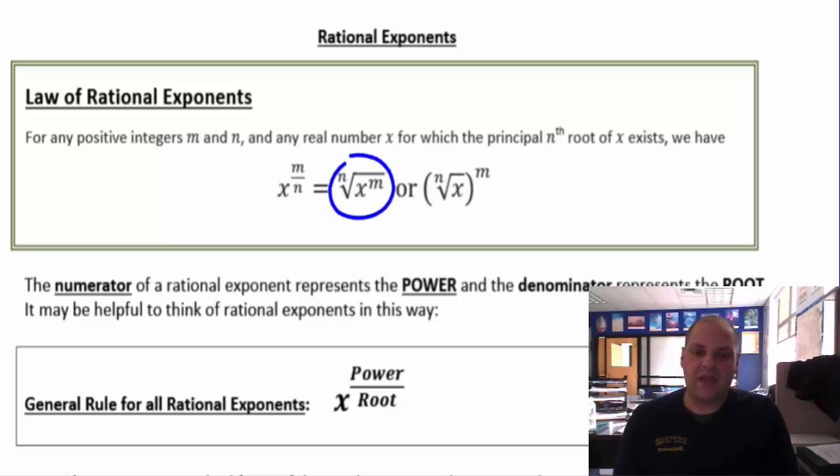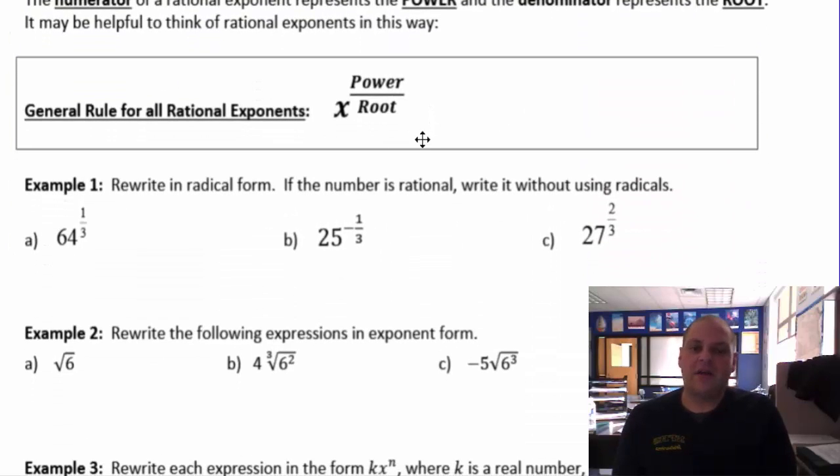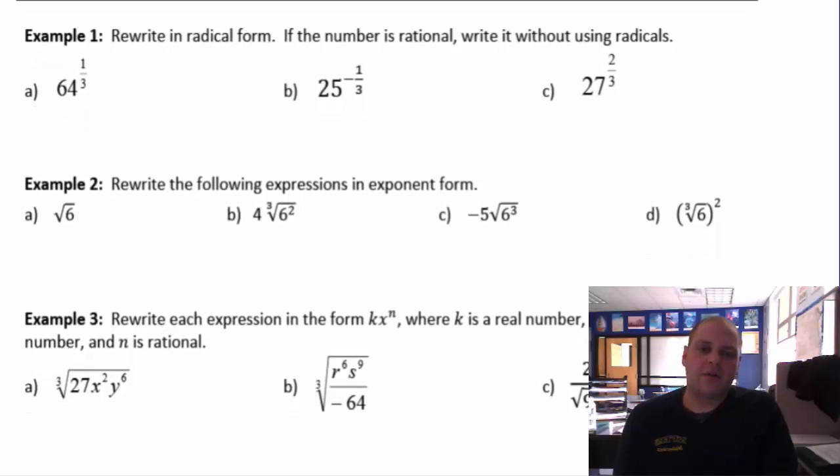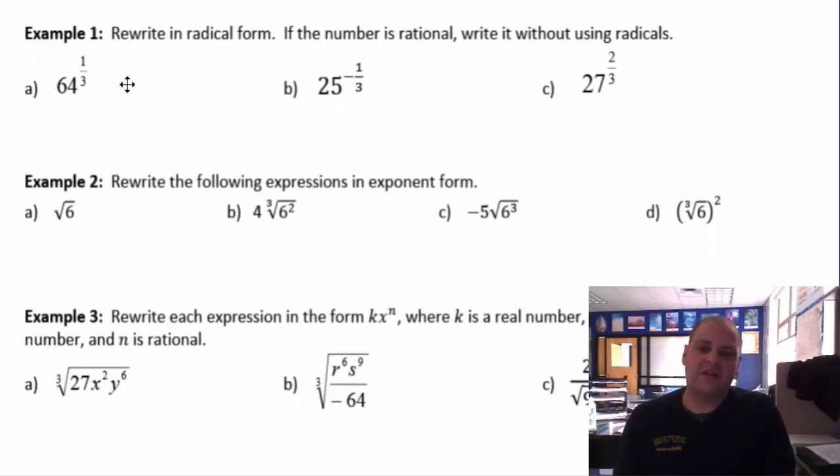You can write it this way or this way. It doesn't matter what you do first. You could do the root first or do the exponent first. It doesn't matter. Another way of thinking about it is x raised to the power over root. Power over root. When you have a fraction in the exponent, the top is the power, the bottom is the root. All right, so that's the rule. There's not really much of a lesson. It's just examples and how we're going to handle this.